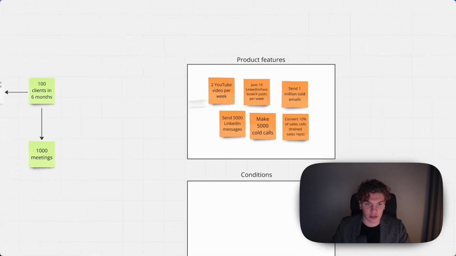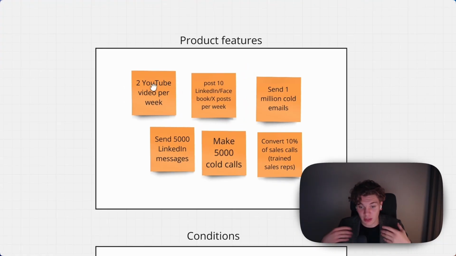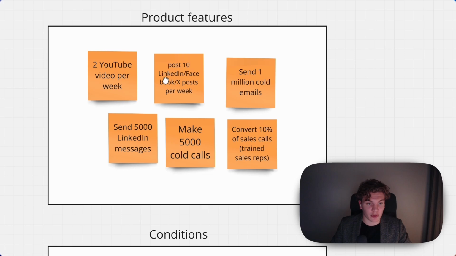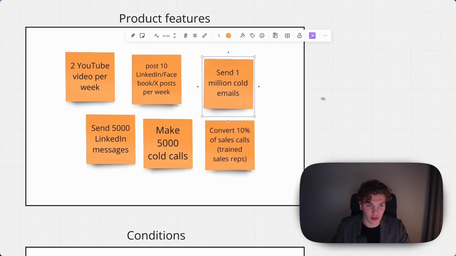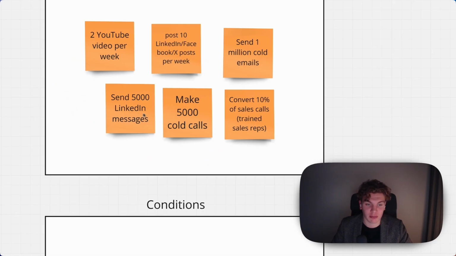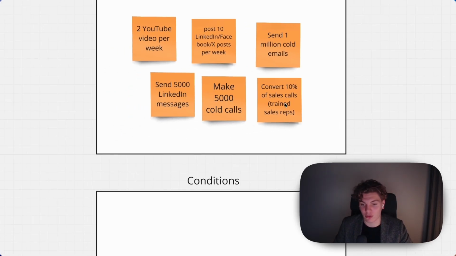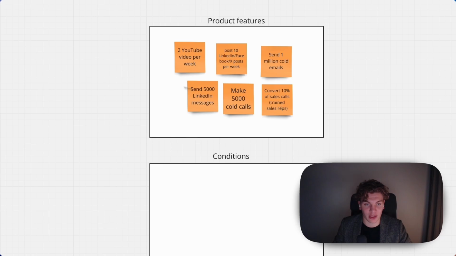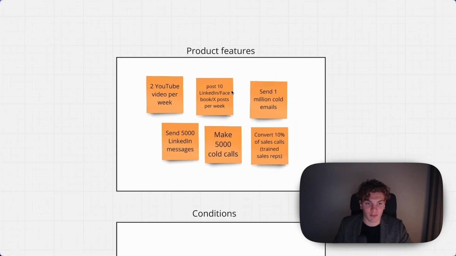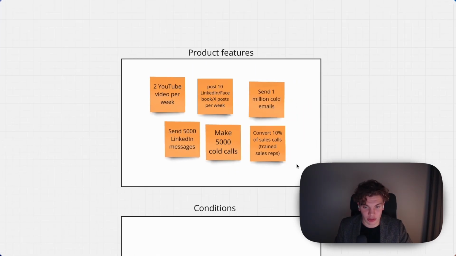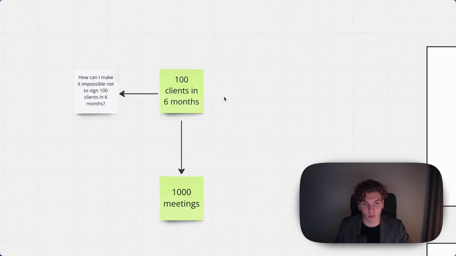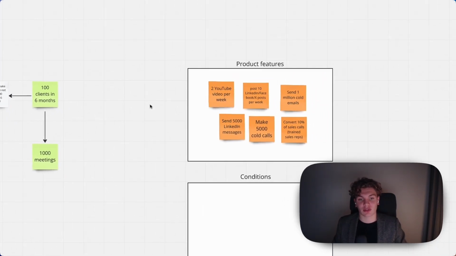So what you do here is you set up these things that you need to do in order to achieve this outcome. For example, post 2 YouTube videos per week, post 10 LinkedIn, Facebook, and X posts per week, send 1 million cold emails, send 5,000 LinkedIn messages, make 5,000 cold calls, and convert 10% of sales calls into clients, right? And for this, you need trained sales reps. Now you need to ask yourself, if I did all of this with the right conditions, would it be impossible not to sign 100 clients in 6 months? And the answer might depend, right? Because there are different conditions.